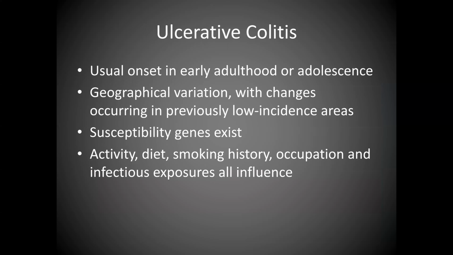So ulcerative colitis clinically usually comes on in early adulthood, maybe adolescence. It certainly is widely variable geographically. But now, as diet and biomes change, as the world gets flatter, so to speak, we are seeing it occur in previously low incidence areas like Asia and so forth. There are certain genetic susceptibilities, and of course, one's environment, activities, and various infection exposures also influence the development of this disease.